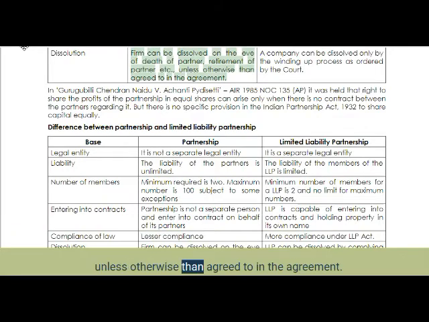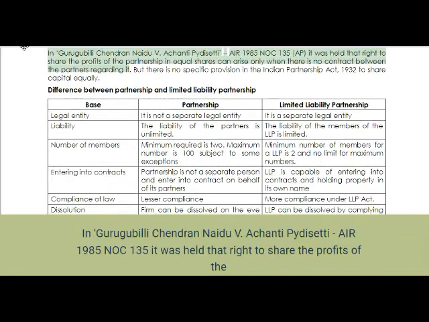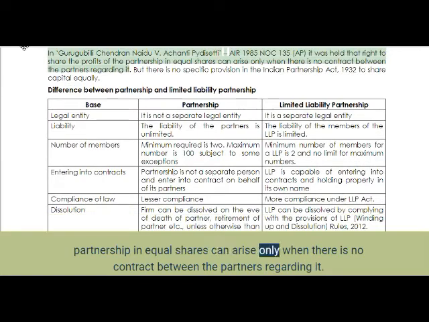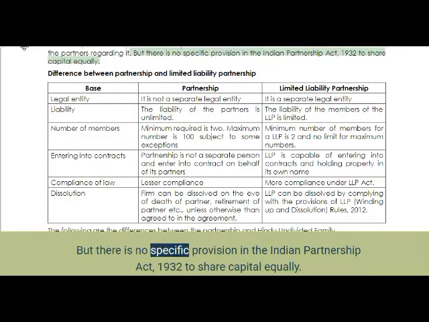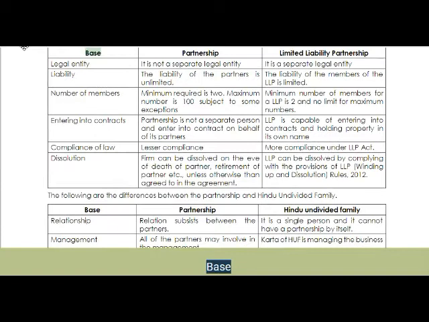Remedy to creditors: the creditors of a firm can proceed against the partners jointly and severally. The creditors can proceed only against the company and not against shareholders. Audit is not compulsory for the partnership firm. Various types of audit are compulsory for the company. Dissolution: a firm can be dissolved on the death of a partner, retirement of a partner, etc., unless otherwise agreed in the agreement. A company can be dissolved only by the winding up process as ordered by the court.